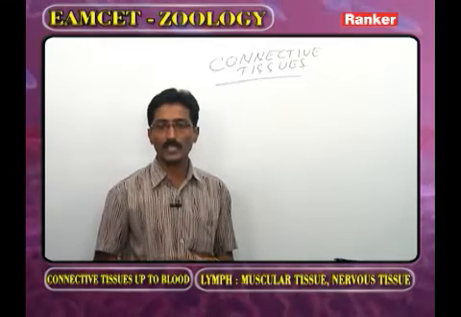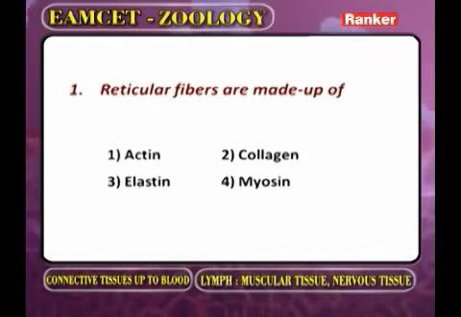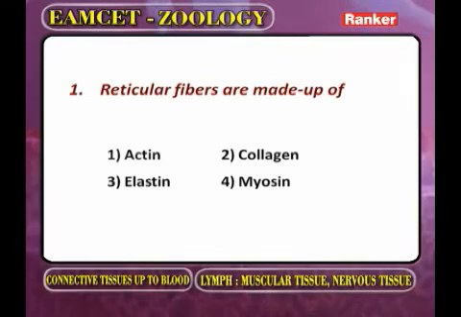Now we have to observe the first question. The reticular fibers are made up of: the first answer is actin, the second collagen, the third elastin and the fourth myosin. Now basing on these hints, you have to identify the answer for this question. Reticular fibers are made up of, the correct answer is collagen. Now we go for the next question.